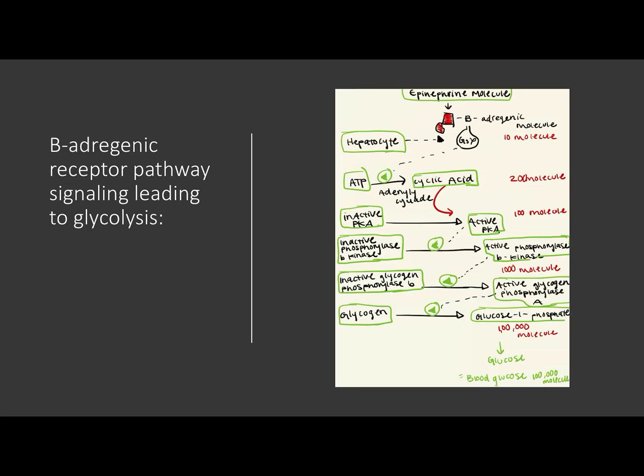Now to talk about this process here, this is the beta-adrenergic receptor pathway leading into glycolysis. So glycolysis will be the overall end result. What's happening here is that the epinephrine will bind to its specific receptor, the beta-adrenergic receptor. As you can see, that's what's happening at the top. And then the hormone-receptor complex will cause the GDP bound to its Gs to be released and replaced by GTP, activating Gs. So that's what's happening on the second one.